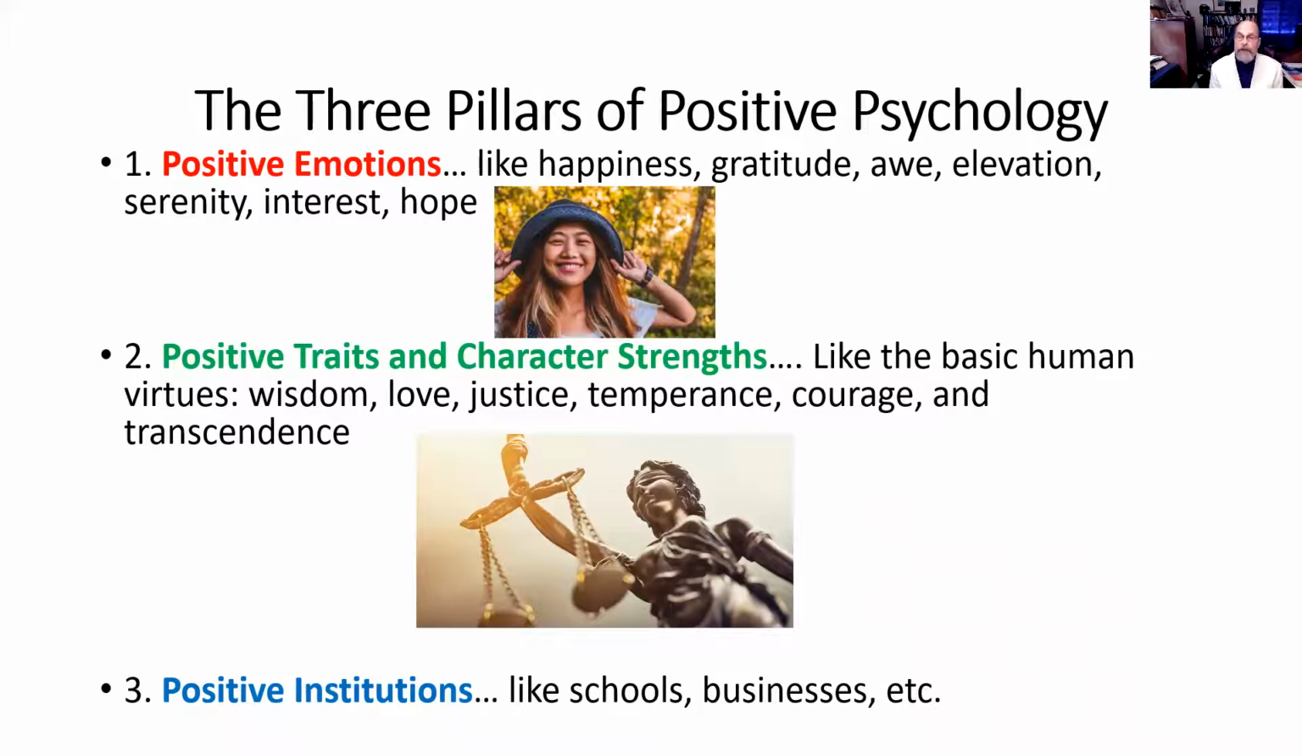Positive psychology has 3 central foci, which they call the 3 pillars, one of which is positive emotions. Emotions like happiness, gratitude, awe, elevation, serenity, interest, hope. And then positive traits and character strengths are another one of their pillars. They're basically the human virtues, things like wisdom, love, justice, temperance. That one sounds boring. Courage and transcendence, my favorite. They also do research on positive institutions and how we can make our institutions themselves more positive. Institutions like schools and businesses, etc.